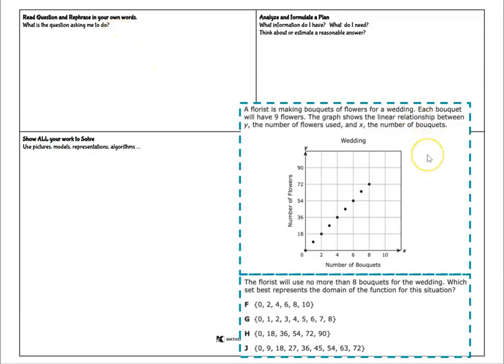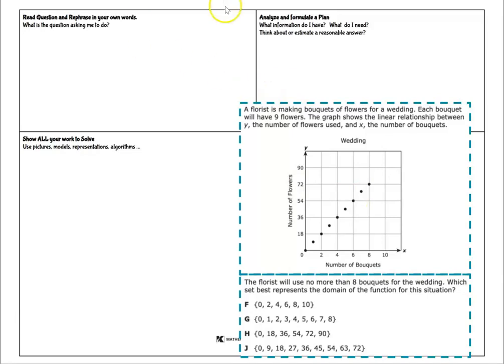A florist is making bouquets of flowers for a wedding. Each bouquet has 9 flowers. The graph shows the linear relationship between y, the number of flowers used, and x, the number of bouquets. The florist will use no more than 8 bouquets for the wedding. Which set represents the domain of the function for this situation?